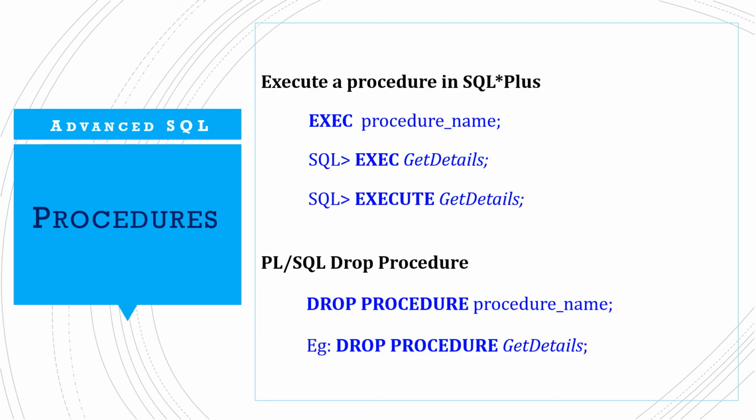So to execute a procedure in SQL Star Plus, the command is exec procedure name or execute procedure name. Example, execute get details. Then to drop a procedure that we created, we can make use of the command drop procedure. Drop procedure, procedure name. Drop procedure get details.